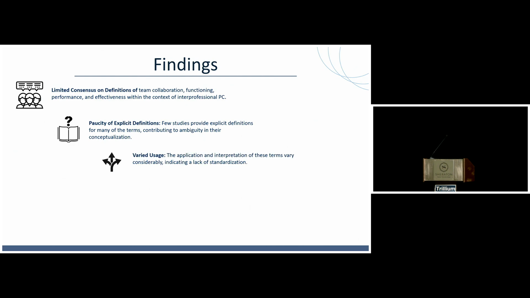So what we found is that, surprisingly, I was really hoping we'd get some clarity from this review, but what we found was that there really is limited consensus on the definitions of team collaboration, functioning, performance, and effectiveness in interprofessional primary care. We found, surprisingly, a lot of times that these definitions are not even provided in the literature, which makes it even more confusing. And then when they are used, there's various usages. People interpret these different definitions differently.